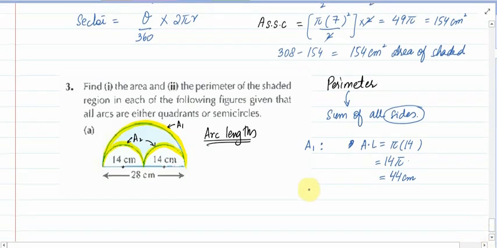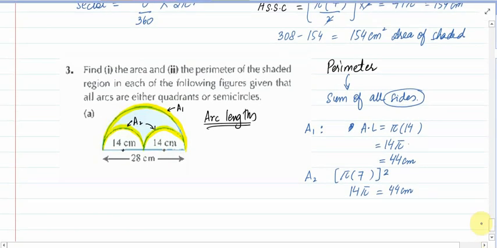Similarly, the arc length of A2, the working formula is the same, that is pi r. The value of radius is 7, and you need to multiply it by 2 because there are two lengths for A2, two arrows, right? So it will be 14 pi. 14 pi is the same, that is 44 centimeter.